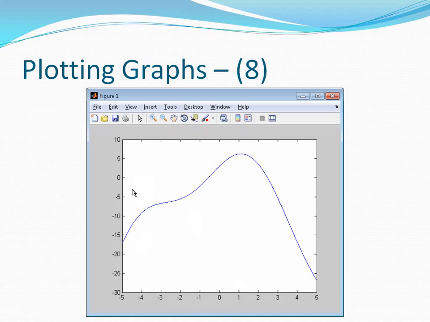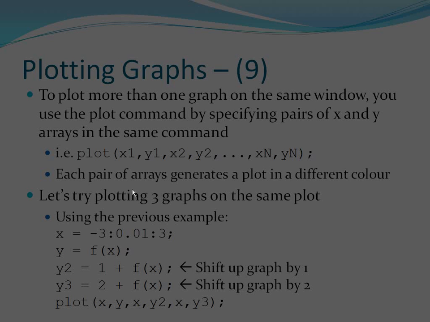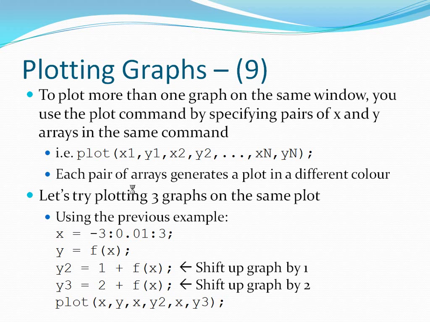If you wanted to plot more than one graph on the same window, like if you wanted to show more than one trace, like 4 graphs or 5 graphs on a single plot window, you would use the plot command by putting pairs of x and y points together. And each pair will make a new trace on the window. Okay, so for example, each pair of arrays will generate a plot in a different color. MATLAB has its own way of coloring graphs. So for each pair of points that you have, it'll draw a new graph of a different color for you. So you're going to specify pairs of points.